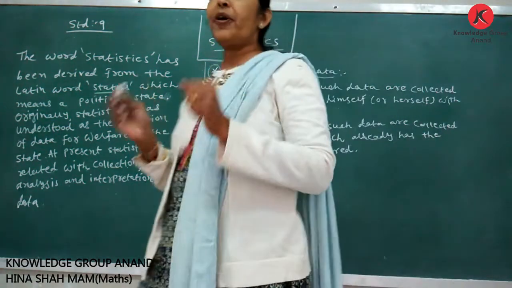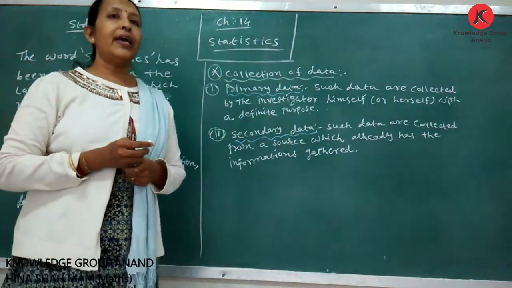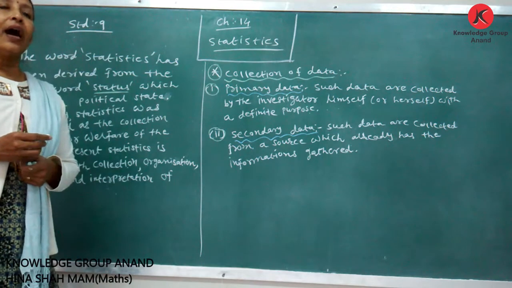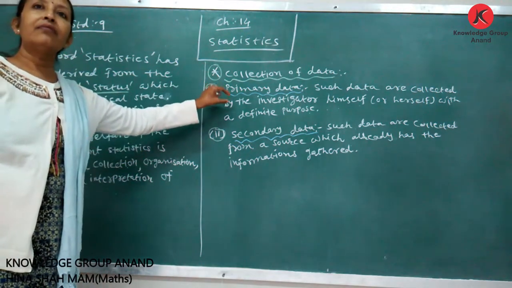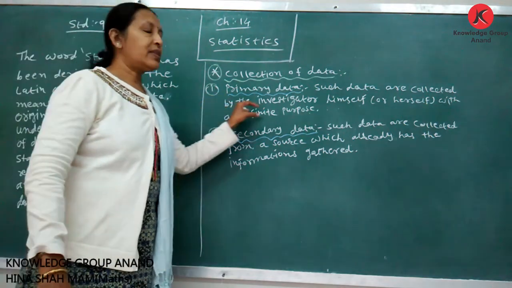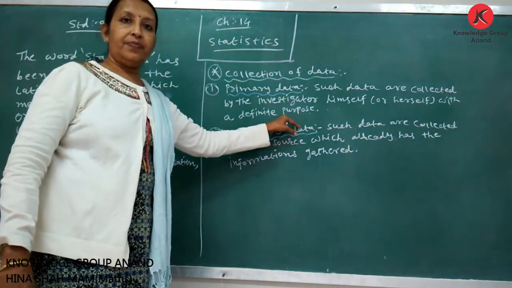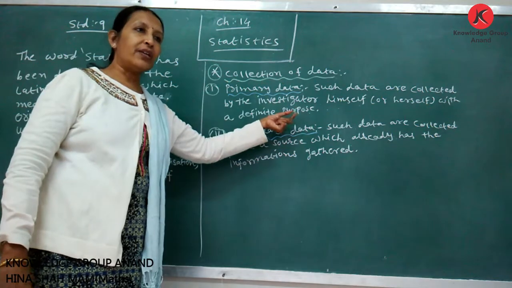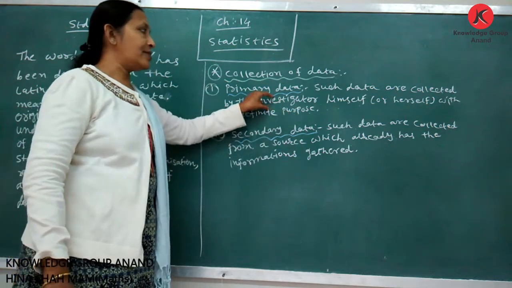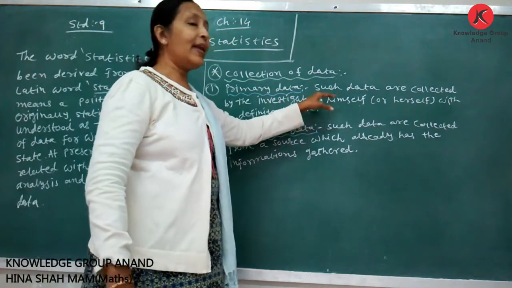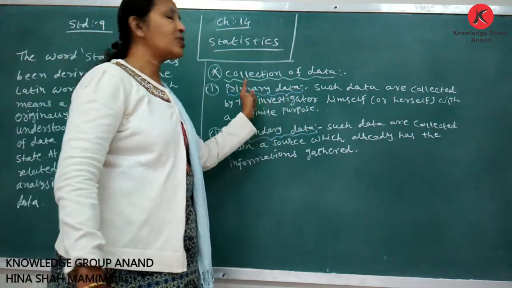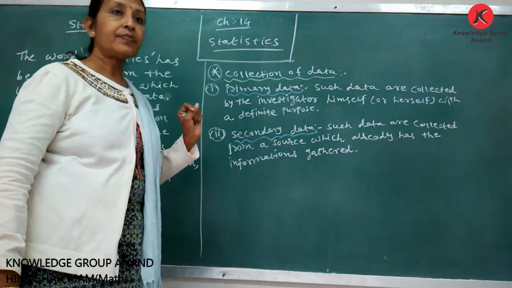Primary data, for example: there are 400 workers in my factory, in your factory, which is gathered by us. Since this data is gathered and collected by us, it is called primary data.